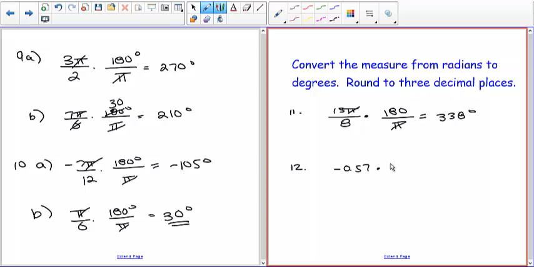Same thing here. Multiply by 180 degrees. So negative 0.57 times 180 divided by pi, which I actually do have to use pi because the original one didn't have pi in it. So you get negative 32.7 degrees.